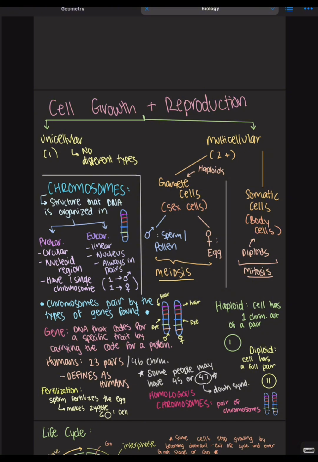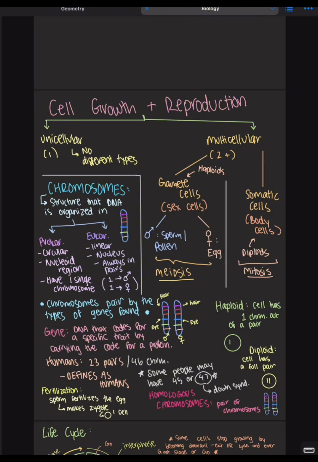So let's talk a little bit about chromosomes. Chromosomes are structures that DNA is organized in. And it depends on what type of cell it is, it'll be different. In prokaryotic cells, the chromosomes are arranged in a circular form. They're found in the nucleoid region of the cell, and prokaryotic cells only have a single chromosome. In eukaryotic cells, they are linear, they kind of look like this. They are found in the nucleus of the cell, and they're always in pairs. One is usually from the male and one is from the female.